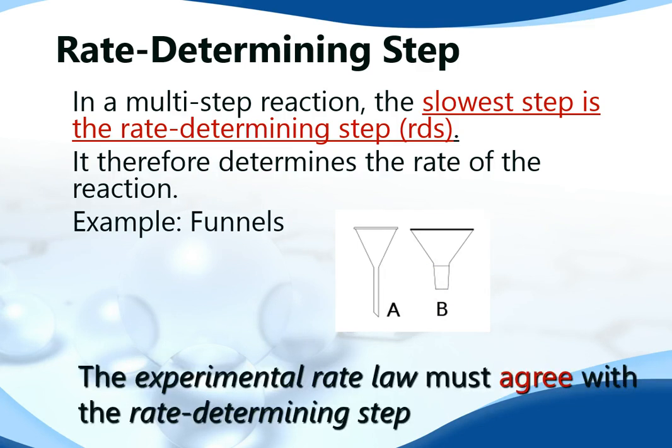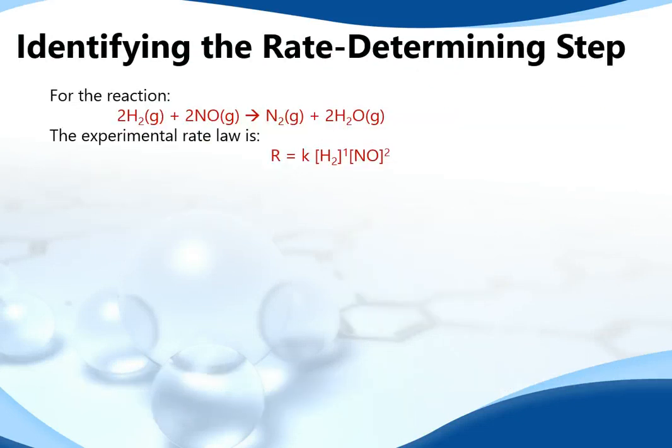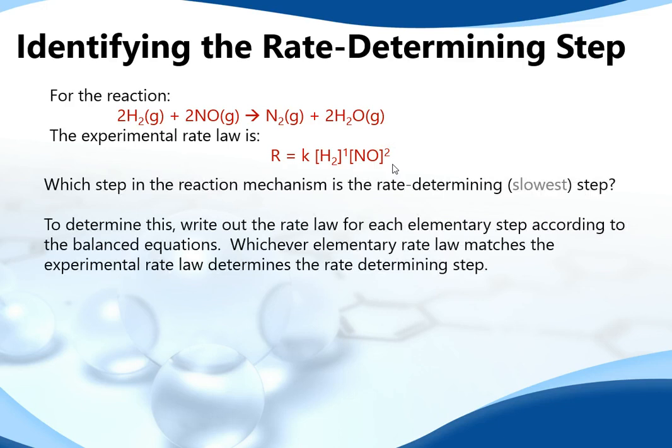And again, the experimental rate law must agree with the rate determining step. So make sure you have that clearly written out in your notes. Now, one possible problem that you might get is to identify the rate determining step. So here's a reaction that's already provided. There's the experimental rate law determined experimentally. Which step in the reaction mechanism is the rate determining or slowest step?